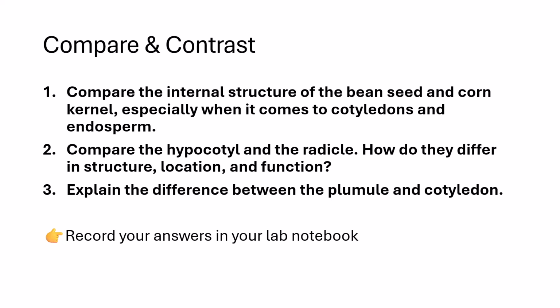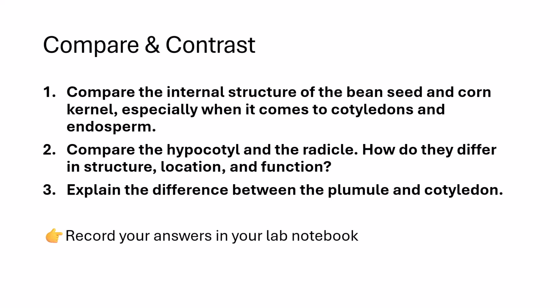Now that you've examined both seeds, take some time to compare what you've observed. First, compare the internal structure of the bean seed and the corn kernel. Think about where most of the stored nutrients are located in each seed. In the bean seed, most of the interior is made up of cotyledons, while in the corn kernel, most of the seed is filled with endosperm. Consider how this reflects the difference between Eudicot and monocot seeds.